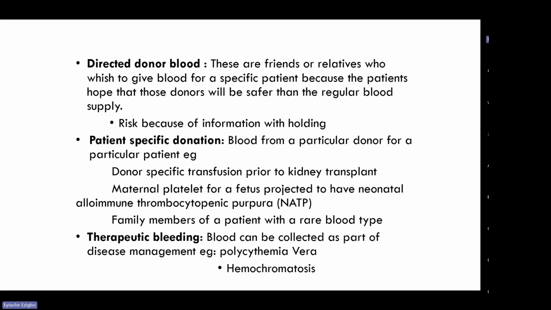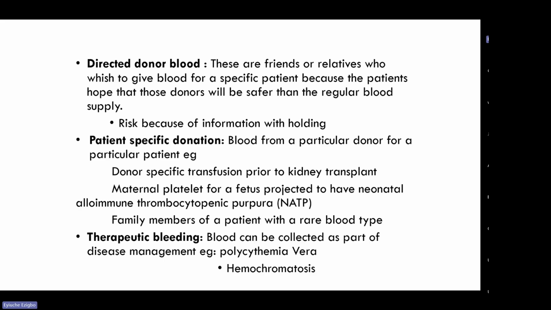Directed donor blood. These are friends or relatives who wish to give blood for a specific patient because the patient hopes that those donors will be safer than the regular blood supply. Risk because of information withholding. But you find out that some of these directed donors don't give all the information that is required, or they may hide some information. That is the risk attached to this type of donors.